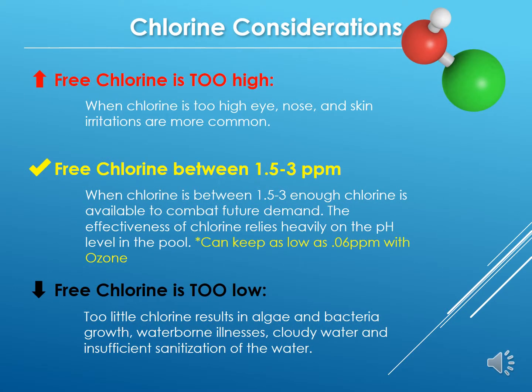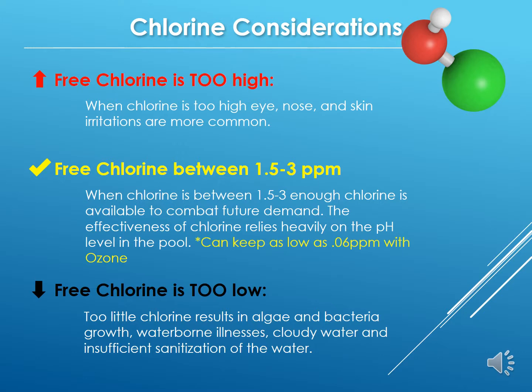Chlorine considerations to remember. If free chlorine is too high, eye, nose, throat, and skin irritations can develop with swimmers. If free chlorine is too low, you can get algae blooms and bacteria can grow, and waterborne illnesses can thrive, as well as cloudy water. If free chlorine is just right, between 1.5 and 3 parts per million, that should be enough available chlorine to combat future demand, barring any special circumstances, which we'll talk about in advanced chemistry.